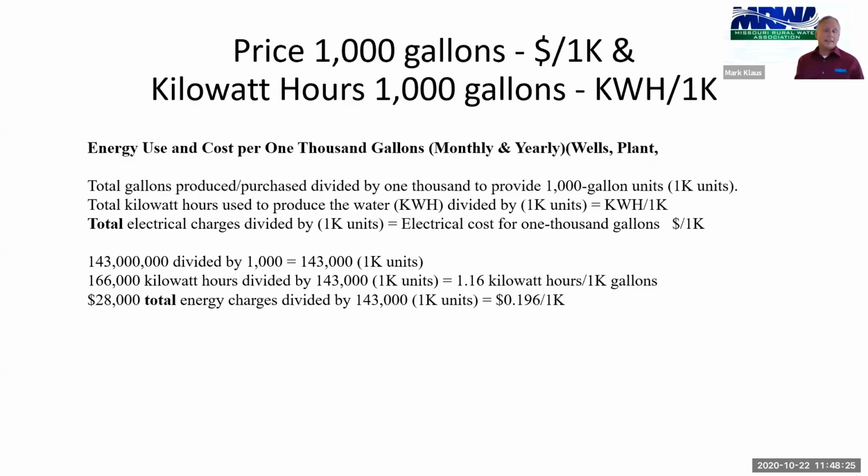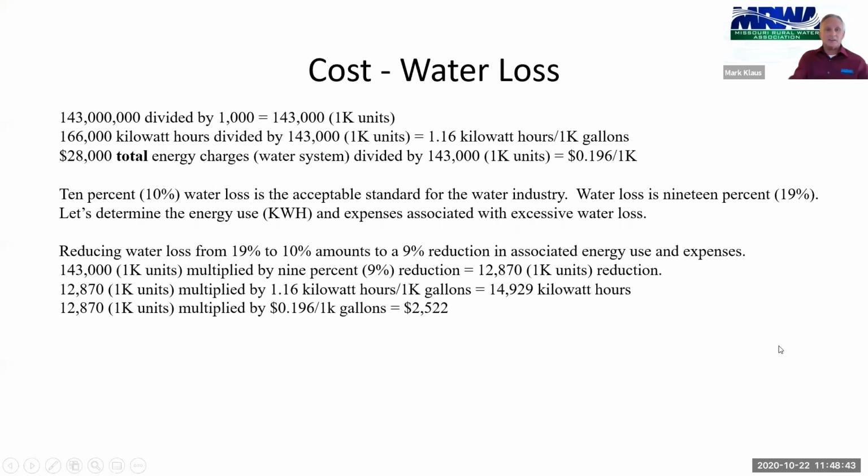And then we have $28,000 in total energy charges. Divide that by 143,000 1,000 gallon units, and that gives us roughly about 19.6 cents per 1,000 gallons. That's what it is. Now we're going to take that information, and we're going to use that same thing on our water loss.